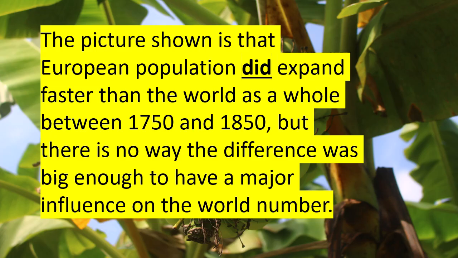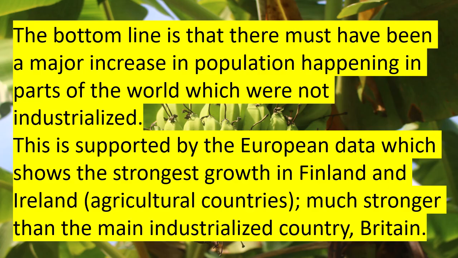The picture shown is that European population did expand faster than the world as a whole between 1750 and 1850, but there was no way the difference was big enough to have a major influence on the world number. The bottom line is that there must have been a major increase in population happening in parts of the world which were not industrialized. This is supported by the European data, which shows the strongest growth in Finland and Ireland, agricultural countries, much stronger than the main industrialized country, Britain.